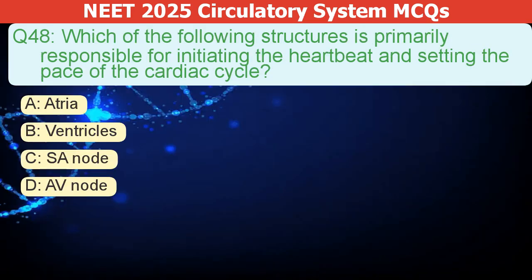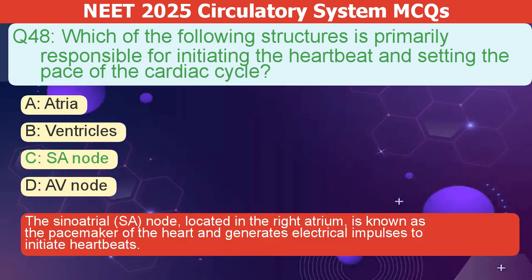Which of the following structures is primarily responsible for initiating the heartbeat and setting the pace of the cardiac cycle? A. Atria. B. Ventricles. C. Sinoatrial node. D. AV node. The correct answer is C. The sinoatrial node, located in the right atrium, is the heart's pacemaker. It generates electrical impulses to initiate heartbeats.